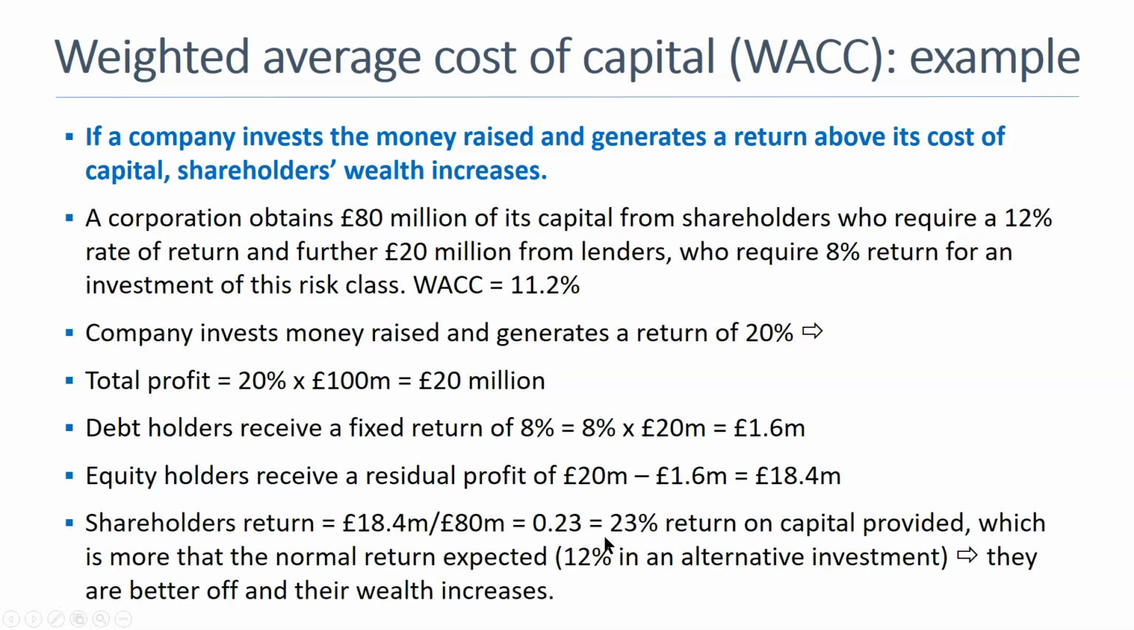In other words, they've managed to earn 23% return on the capital they've provided. This is their return, this is their profit, which they're entitled to, and this is the capital invested. In other words, their return on capital is 23%, significantly higher than the minimum amount which they expect to earn in an alternative investment. In other words, if the company manages to generate return above its WACC, above its cost of capital, shareholders will be better off and their wealth will increase. In this particular case, this company made them substantial profit. It created a fortune for them. They've earned more money than they could in an alternative investment.